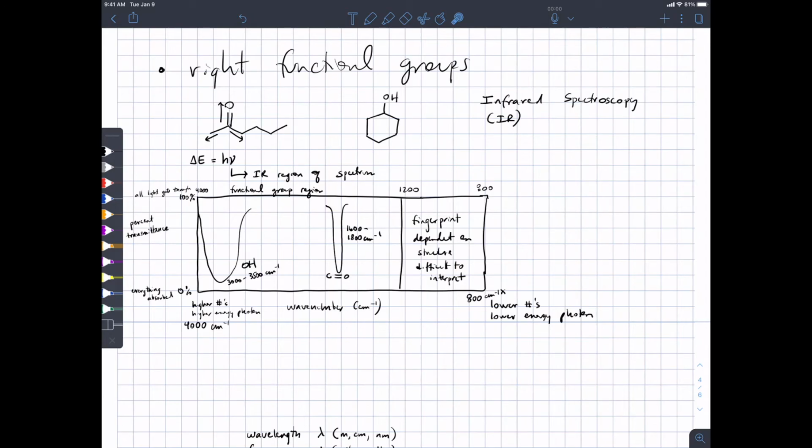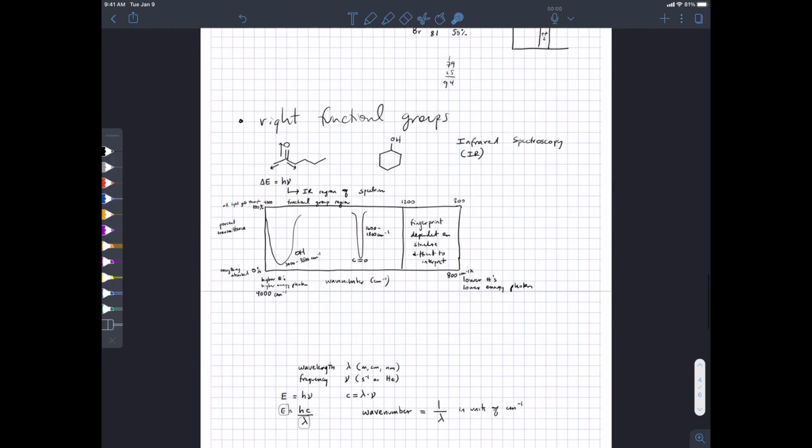All right. Is there a way to tell the difference between rings and chains? Is there a difference in IR to tell? Can you tell the difference between rings and chains? Not that I know of. That doesn't mean there isn't. It just means I don't know it. Okay. Others?